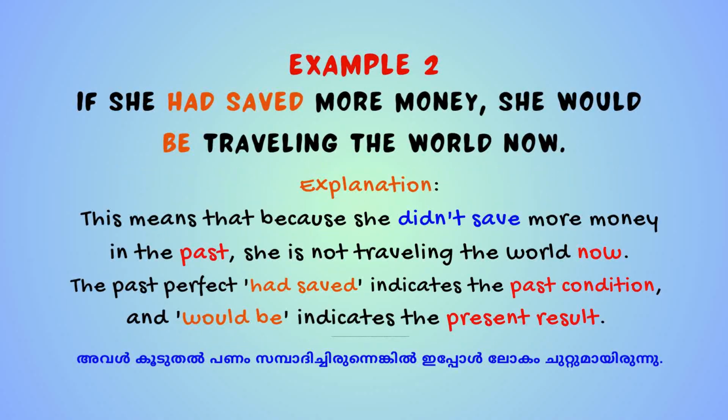Let's move on to another example. If she had saved more money, she would be traveling the world now. Let's explain. This means that because she did not save more money in the past, she is not traveling the world now. The past perfect had saved indicates the past condition and would be indicates the present result.